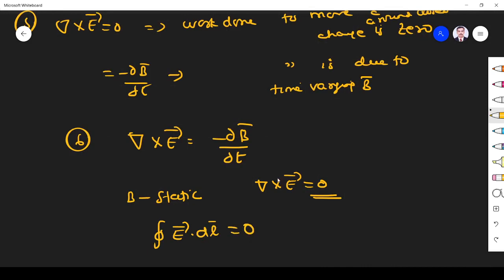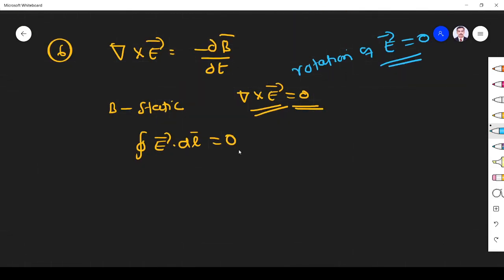Here you see, what is del cross E? Del cross E is the curl of E. Curl of E means rotation of E. Rotation of E is equal to 0. Here also, what is E dot dl closed? The electric field line integral is along a path which is closed. This is also rotation of E only. This is in one language, this is in another language.